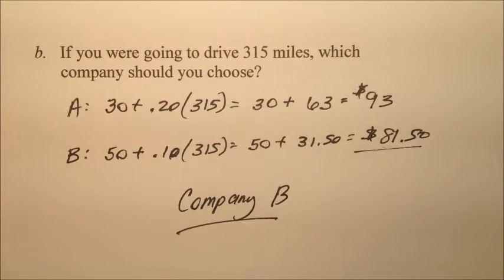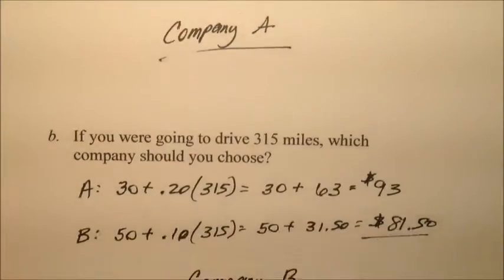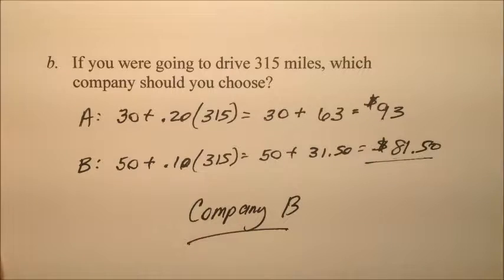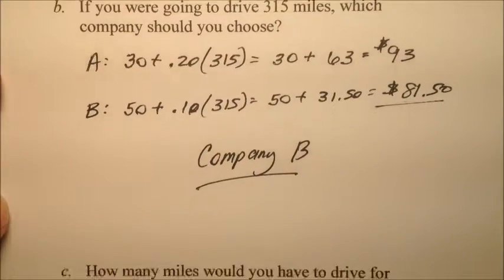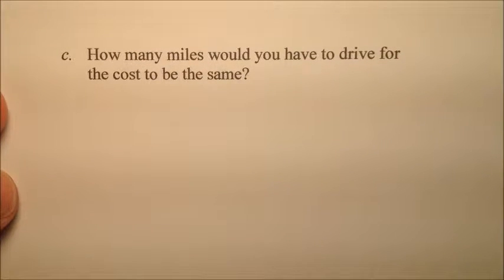So in the first instance, we were only driving 80 miles, and company A was better. In the second instance, we were driving 315 miles, and company B was better. So we see that not necessarily one company is always better than another. So let's see how many miles you would have to drive for the cost to be the same. At some point, they're going to be the same.